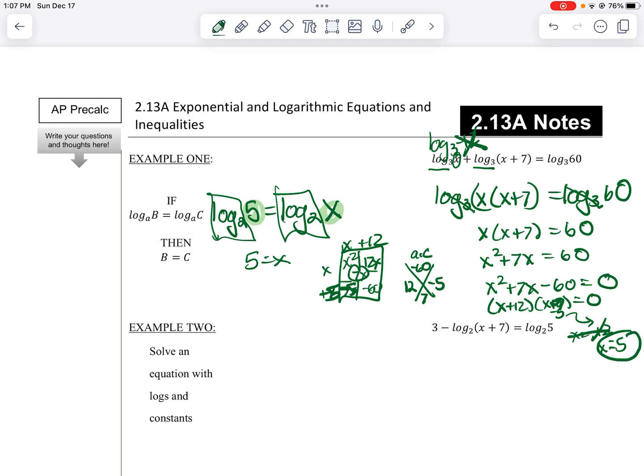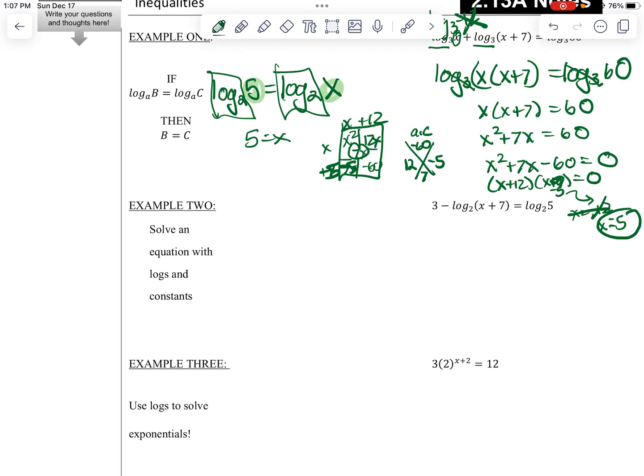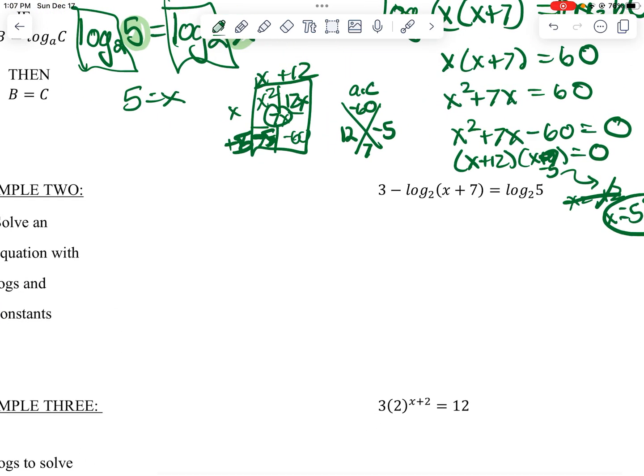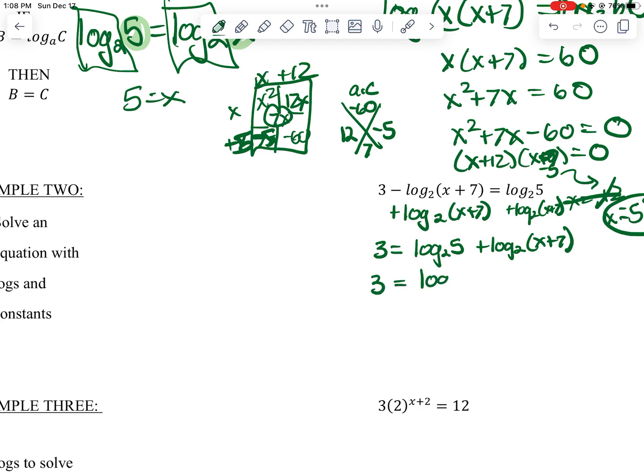All right, our second one, solve an equation with logs. Okay, well, we can do this. What do you notice here? Well, logs are on two sides, but we have just a number here, a constant. I can't combine them. So let's get those logs on one side. So let's add log base 2 of x plus 7. So now we have 3 equals log base 2 of 5 plus log base 2 of x plus 7. So we have adding again. So if you remember, adding goes back to multiplying. So log base 2 of 5 times x plus 7.